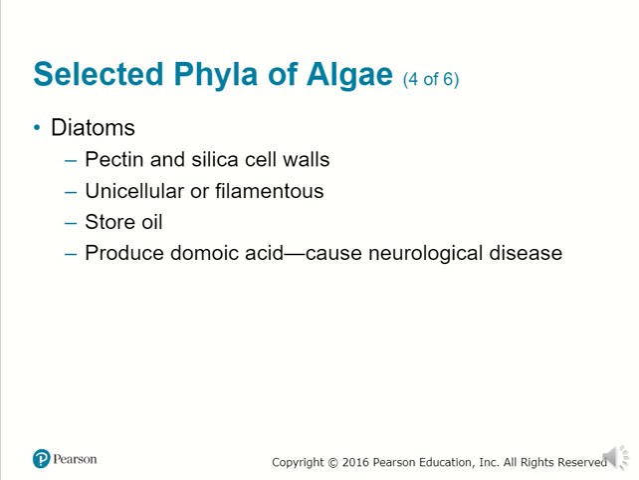There are diatoms, which have cell walls made out of pectin and silica. They are unicellular and filamentous. They will store oil, and they produce domoic acid, which causes neurological disease.